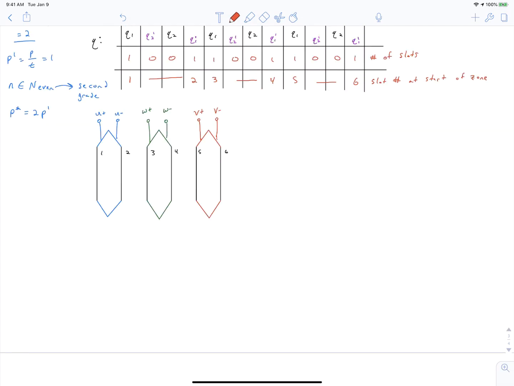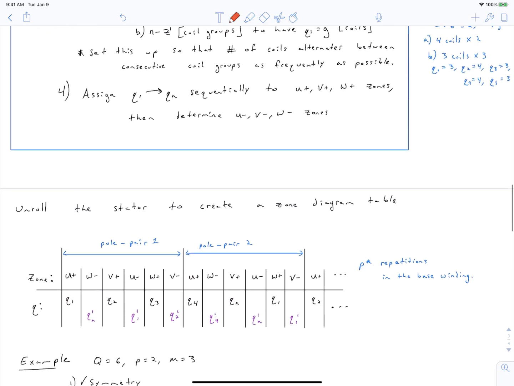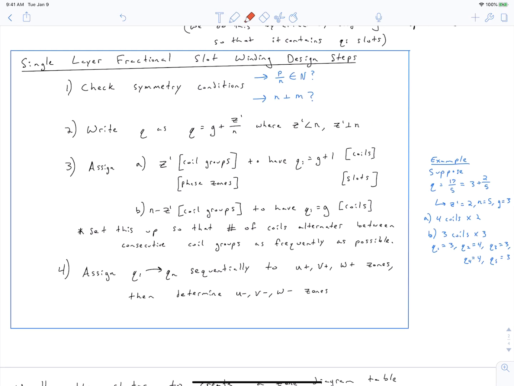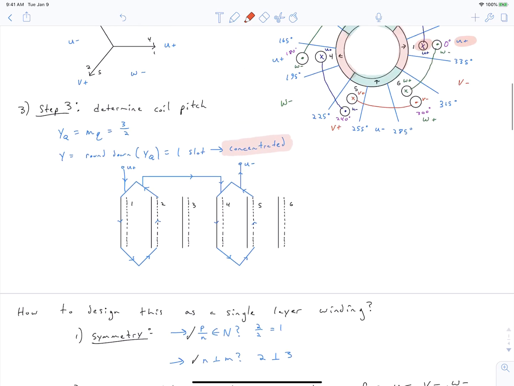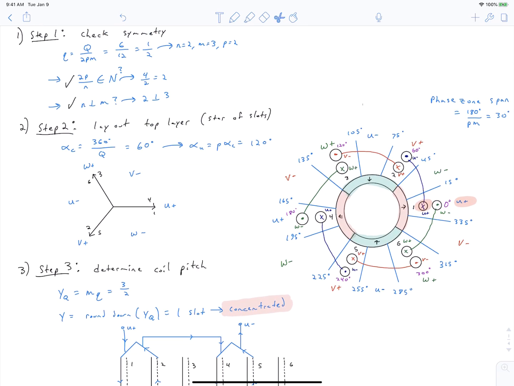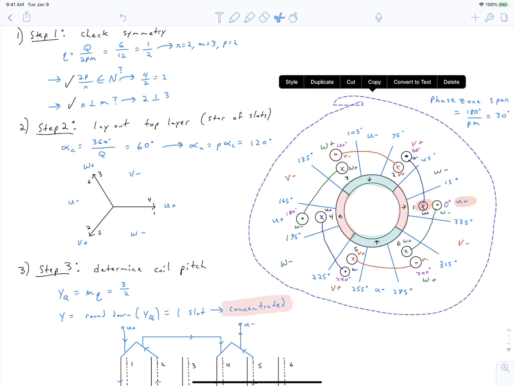So we now have our complete winding layout. We followed these exact steps of our design procedure, and we constructed this winding layout. Before I close on this, I want to go back to the zone diagram that we did for the double layer winding and show how this has been modified by our design procedure to become a single layer winding.